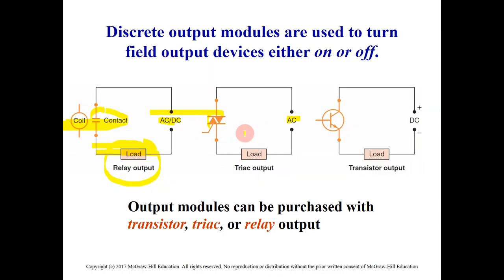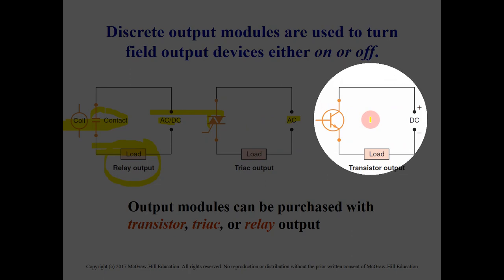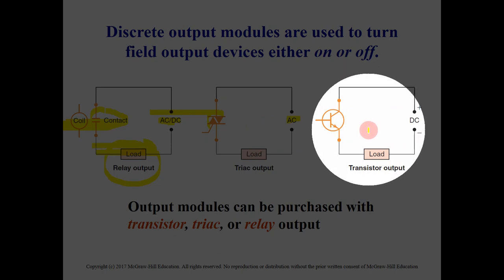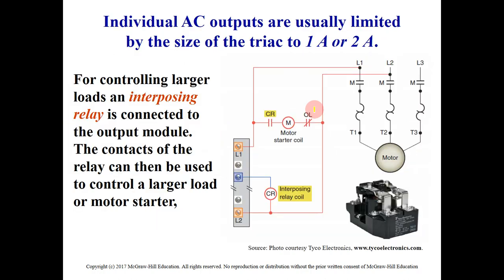The third type of load is the DC load, so we are going to use a transistor. We already covered the transistor in the power electronics part of the APS course. The transistor will be used for DC, the triac will be used for AC, and the relay will be used for AC and DC at the same time.